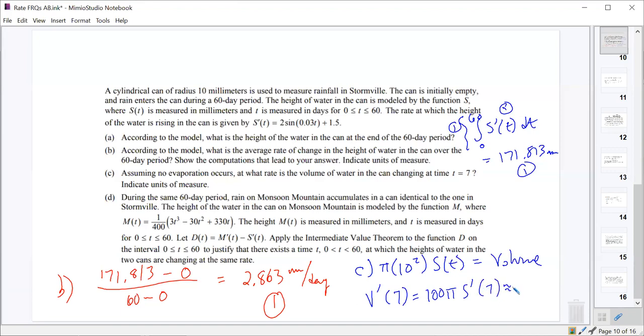And that came out to be 602.218. And it says again to indicate units of measure. So volume, if it was millimeters, should be millimeters cubed. If it's a rate of change where t is in days, it'd be millimeters cubed per day. Any questions there on part C?